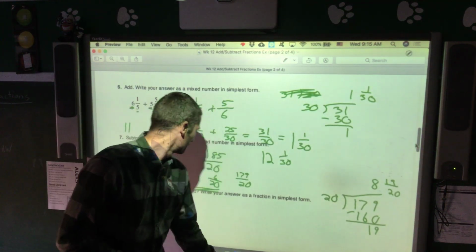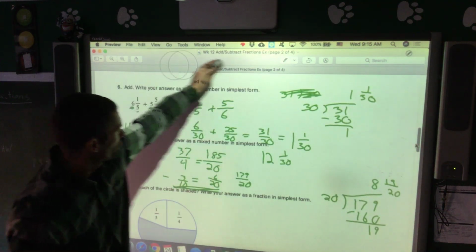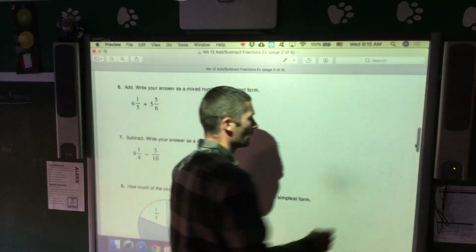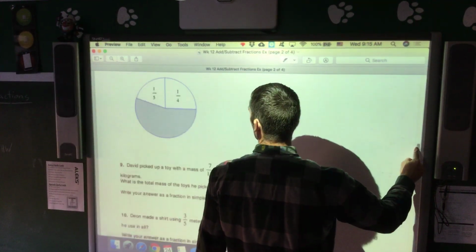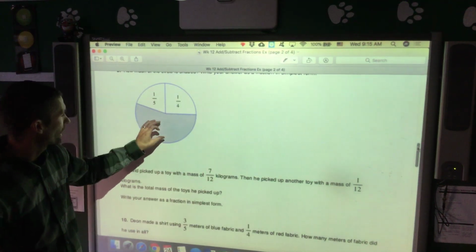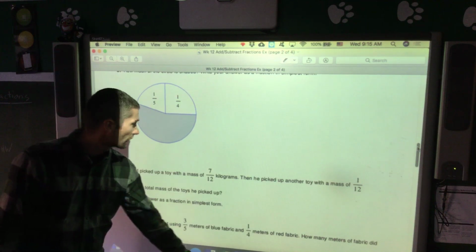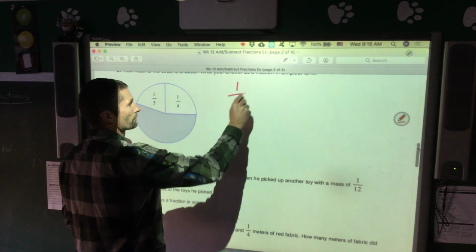Question 8. How much of the circle is shaded? Write your answer as a fraction in simplest form. Okay, so let's figure out how much is unshaded first, and then we'll subtract that from 1, because we know the whole thing is 1. So we have to find 1/5 plus 1/4.